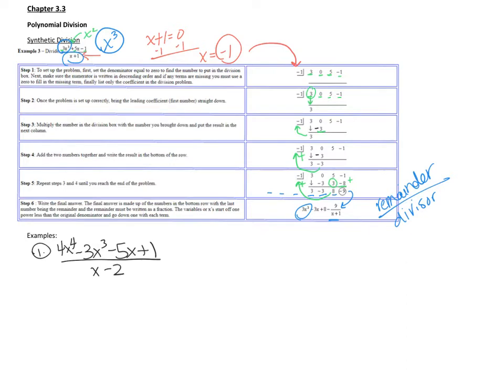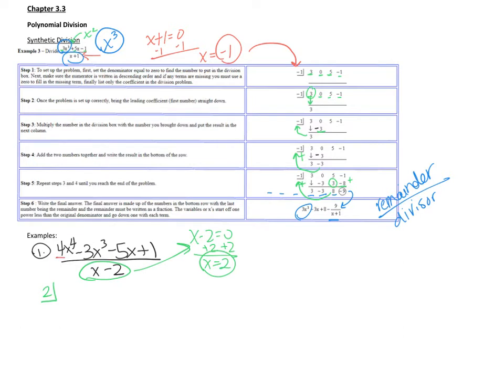All right? So the first thing that we're going to do is we're going to get our setup going. So I'm going to take that denominator. I'm going to solve it. So x minus 2 equals 0. I'd add the 2. So I get x equals 2. That number is going to go in this little corner box here. All right? Now what I'm going to do is I'm going to take the coefficients.